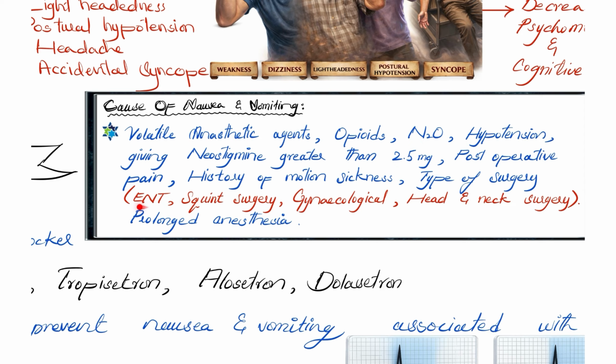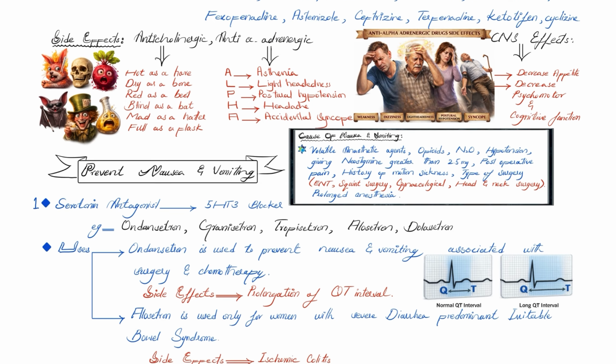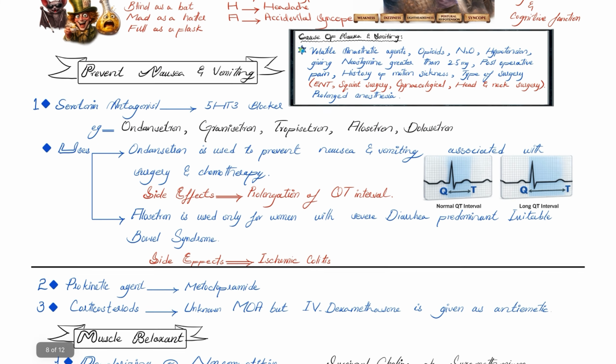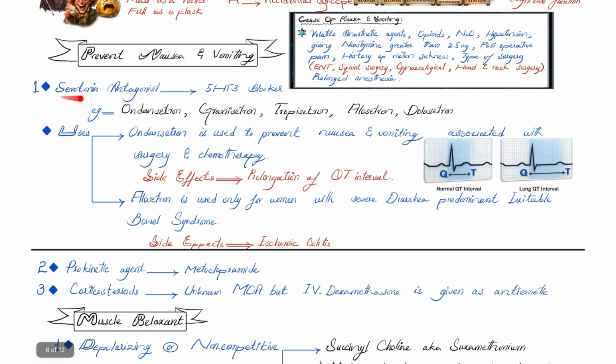This means ENT, breast surgery, gynecological, and head and neck surgery. Patients undergoing these surgeries have a high probability of nausea and vomiting, or there is prolonged anesthesia, as in the case of plastic surgery. So you can give a serotonin antagonist like a 5-HT3 blocker. Examples are ondansetron, granisetron, tropisetron, alosetron, and dolasetron.